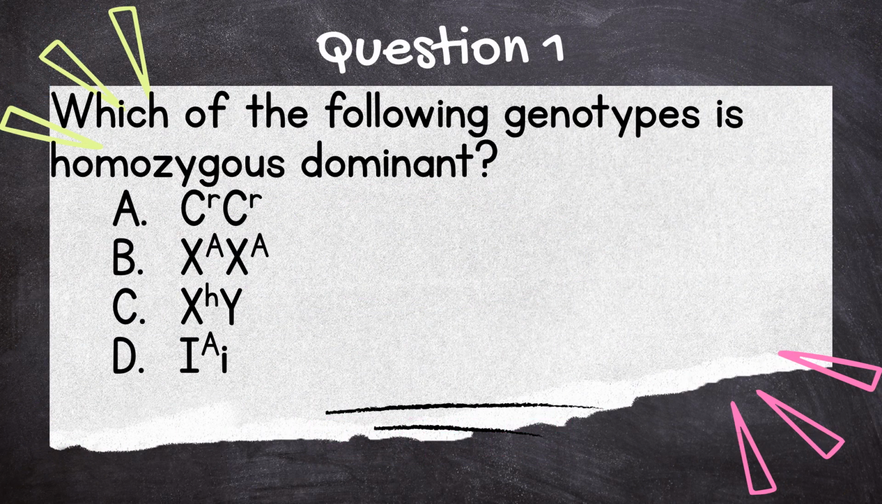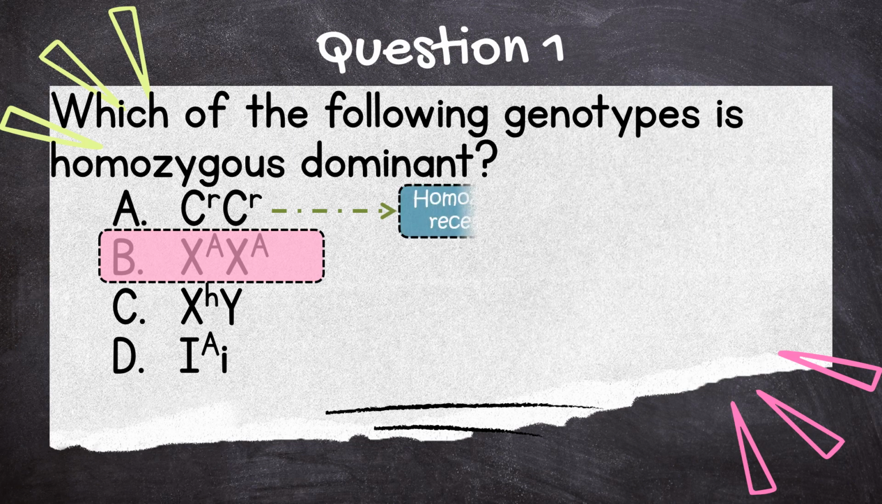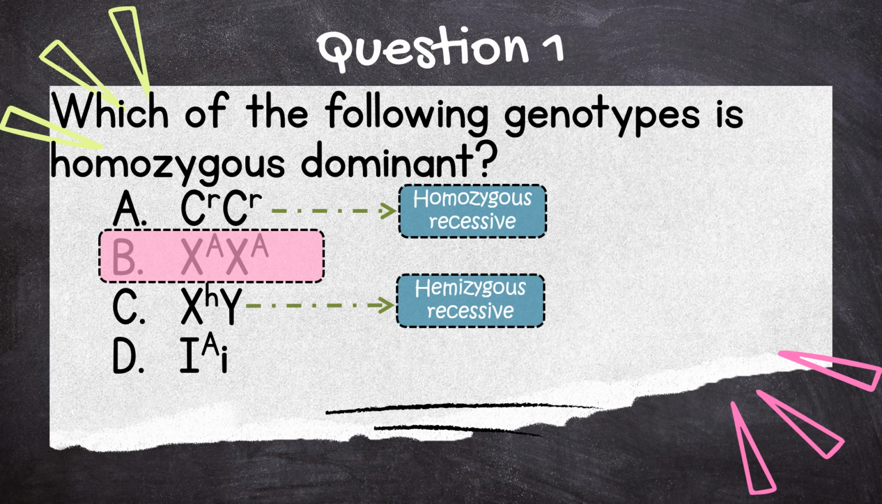Question 1. Which of the following genotypes is homozygous dominant? The answer is B, X capital A, X capital A. This is because option A is homozygous recessive, while C is hemizygous recessive because it only has one X. And the last one is heterozygous.